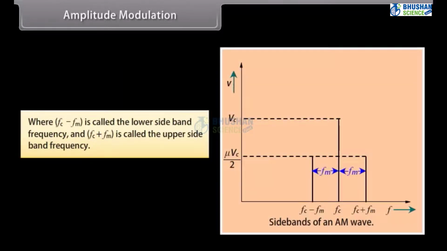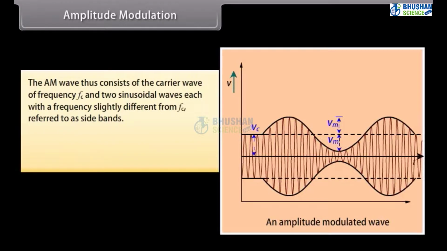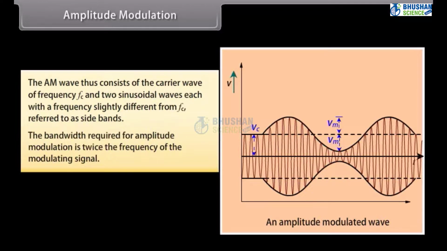Here, fc − fm is called the lower sideband frequency and fc + fm is called the upper sideband frequency. The AM wave thus consists of the carrier wave of frequency fc and two sinusoidal waves, each with a frequency slightly different from fc, referred to as sidebands. The bandwidth required for amplitude modulation is twice the frequency of the modulating signal.